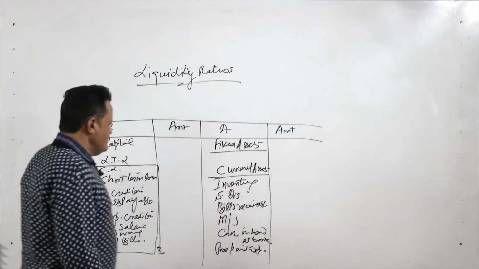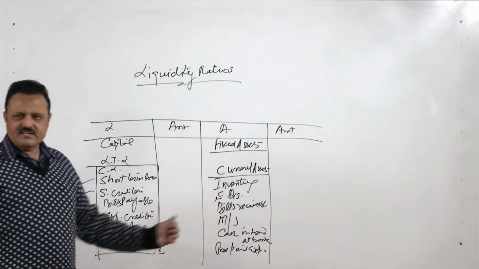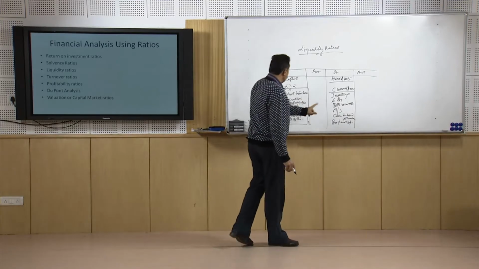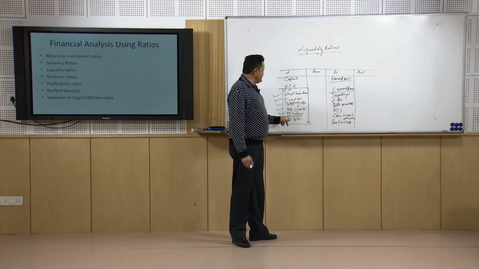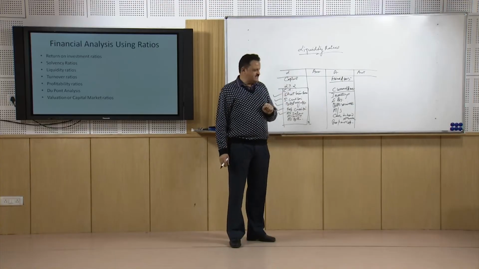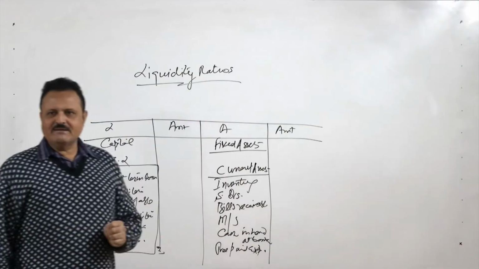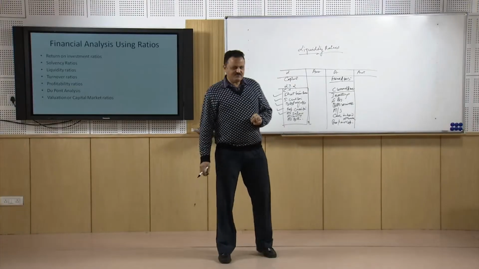So you see, when these assets are converted into cash, they generate cash, and this cash is used to pay first the current liabilities, the short term liabilities, and then it is used for the long term liabilities, right. So to know the liquidity position of the firm, we have to look at the asset side of the balance sheet of the firm.